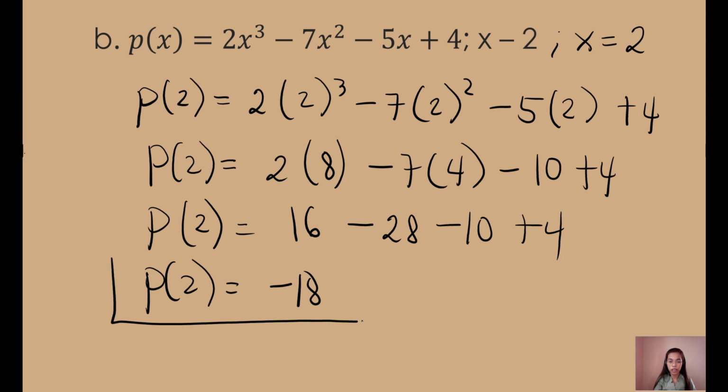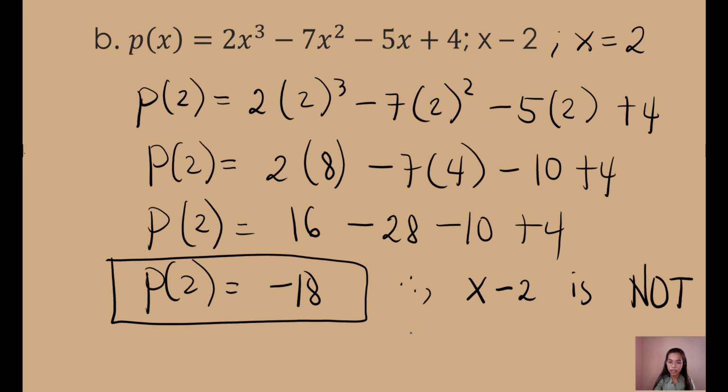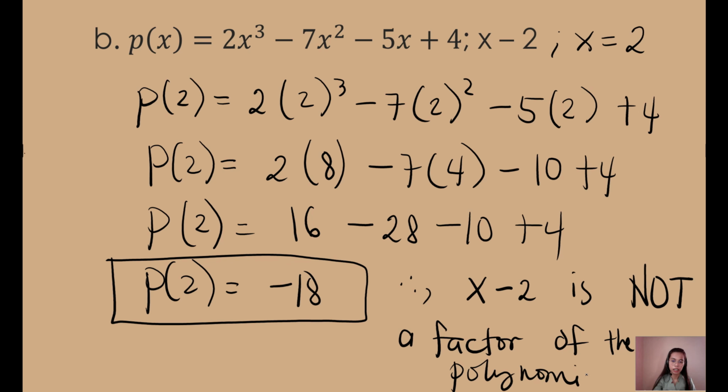So, since yung sagot natin dito is negative 18, ibig sabihin yung remainder natin dito is negative 18. So, therefore, since meron tayong remainder, therefore, x minus 2 is not a factor of the polynomial. Okay? So, ganun lang siya. Sige, let us move to our next example.